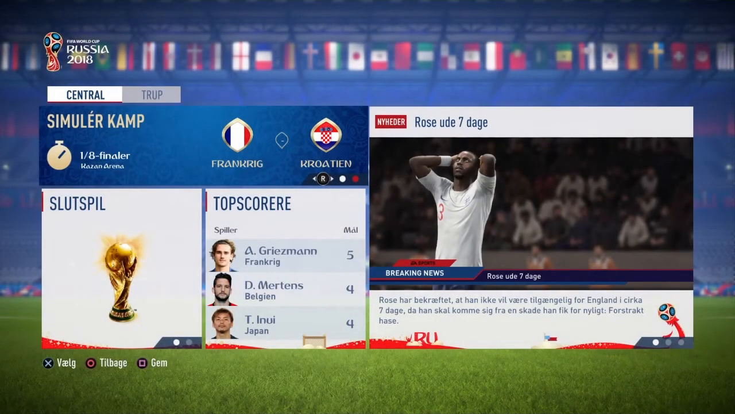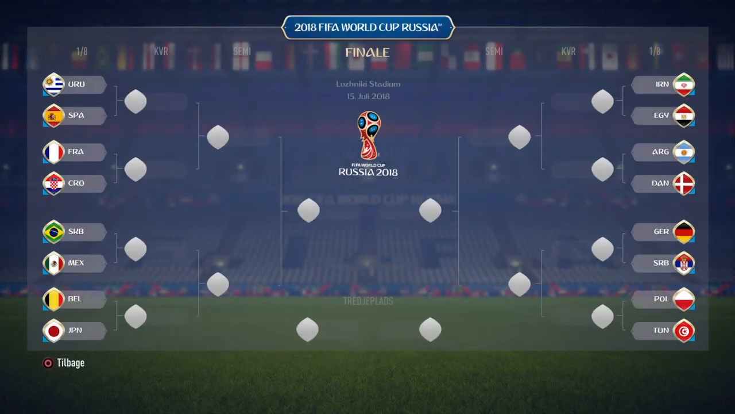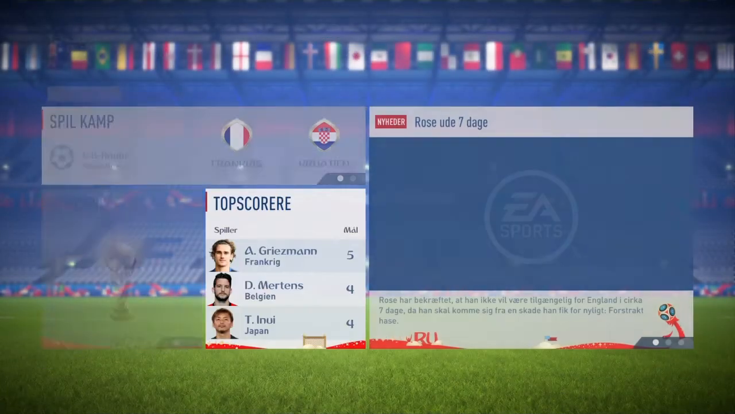And that means, if we will take it here, that the last 16 matches is Uruguay against Spain, it's France against Croatia, it's Brazil against Mexico, it's Belgium versus Japan, it's Iran versus Egypt, it's Argentina versus Denmark, it's Germany versus Serbia, and it's Poland versus Tunisia. That right hand side looks so weird. So weird. But let's see.